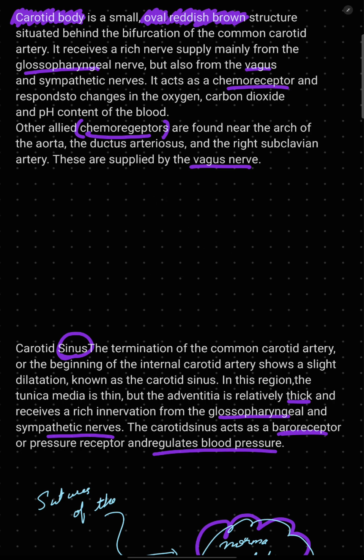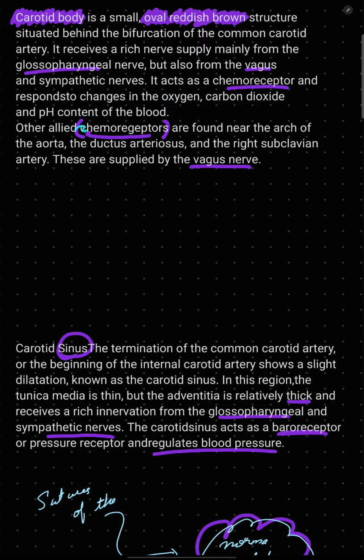These things just simply help you visualize how the exact structures are. The carotid body also receives supply from the vagus nerve. So glossopharyngeal and the vagus nerve and sympathetic nerves. It acts as a chemoreceptor. So it's a chemoreceptor and it responds to the changes in the oxygen, carbon dioxide and pH content of the blood.